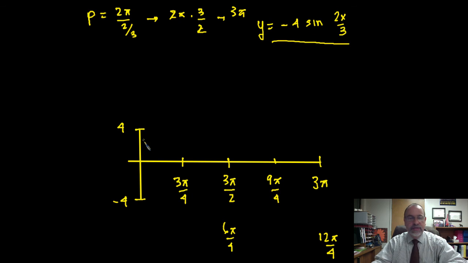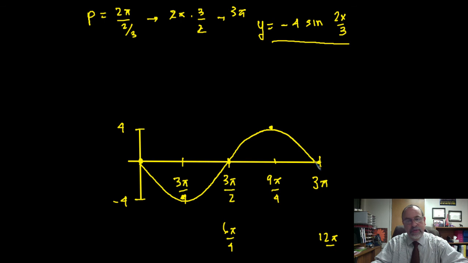Now, it's a sine, so it would be 0, max, 0, min, 0. However, it's a reflection, so everything gets reflected over the x-axis. Sine starts at 0 normally and goes to a max, but because it's reflected, it's going to start at 0, go to its minimum, back to 0, up to its maximum, then back to 0. So the reflection makes it reflect over the x-axis, and so it looks like this.